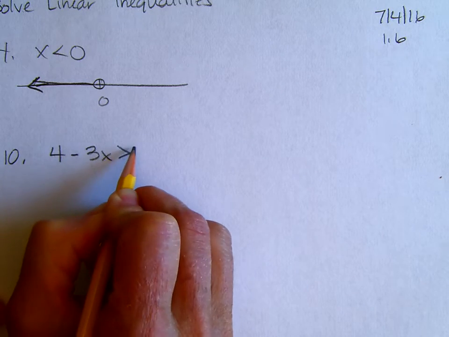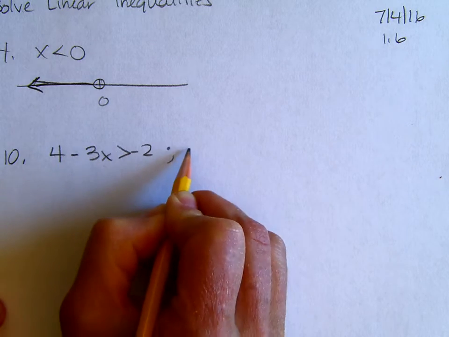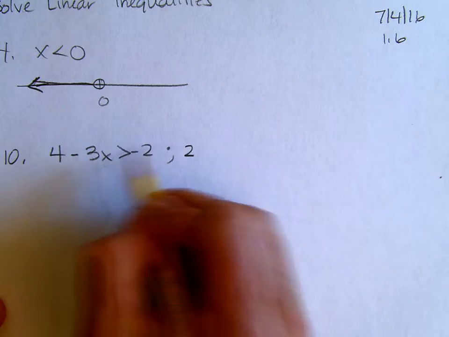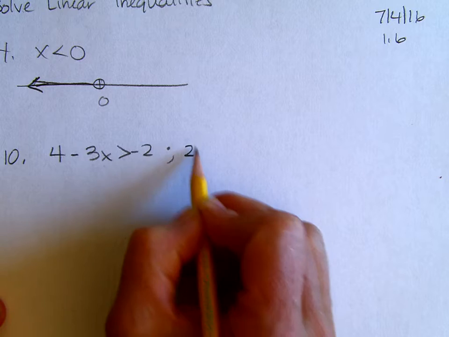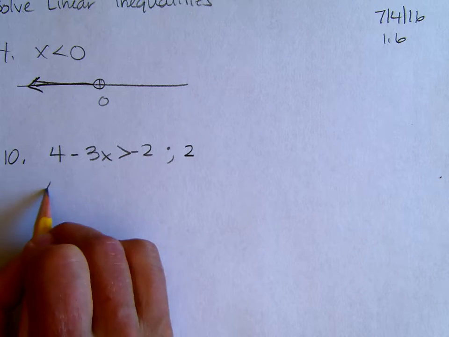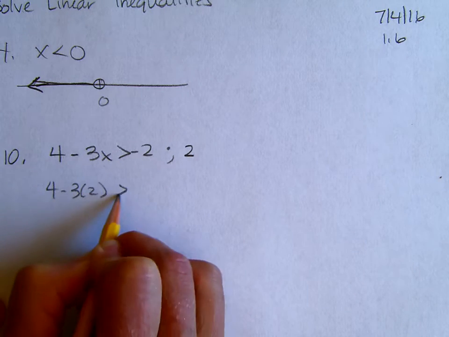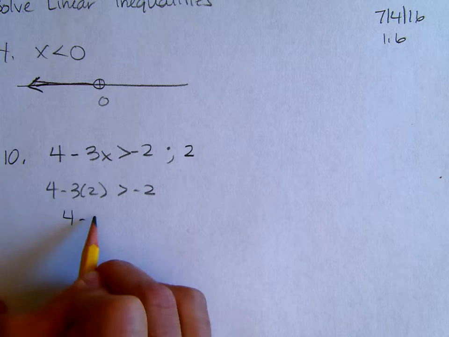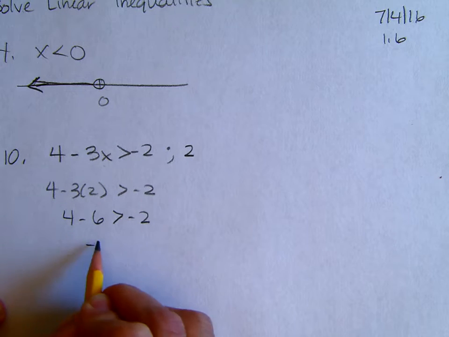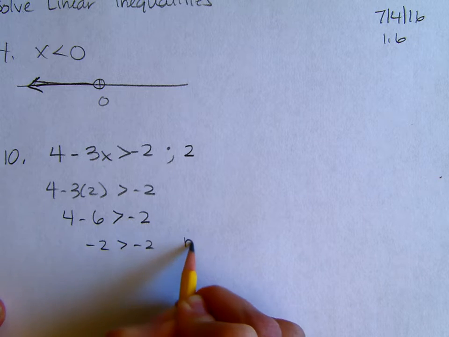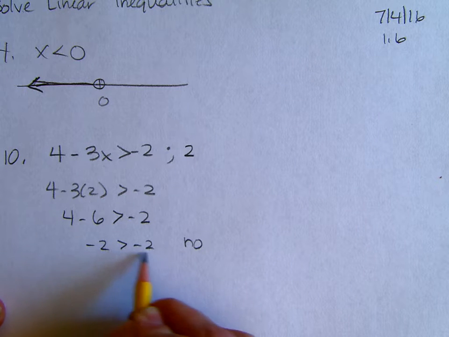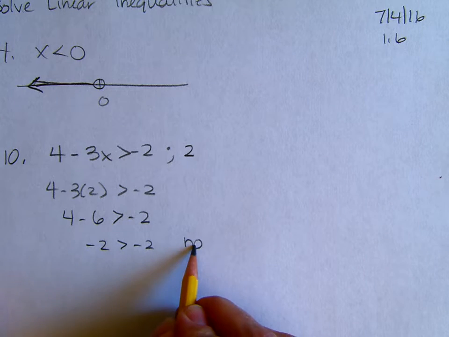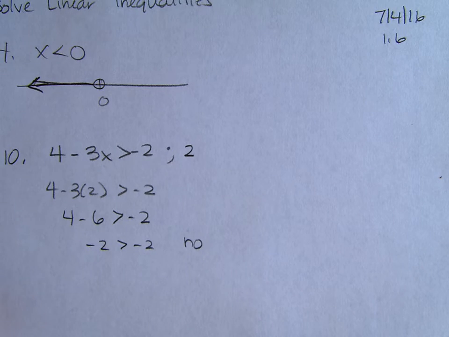The next section again asks the question, is this a solution of the inequality? So here is the inequality. The question is, is 2 a solution? Plug in and check. I want to know, does this work? So 4 minus 3 times 2 is greater than -2. 4 minus 6 is greater than -2. And this is no, it's not greater than. If this was equal to, it would work. But in this case, no, this is not a solution.